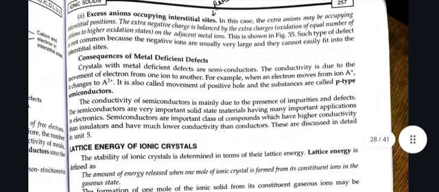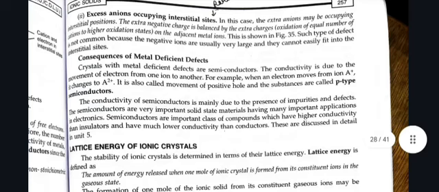Consequences of metal deficient defects. Crystals with metal deficient defects are semiconductors. The conductivity is due to the movement of electrons from one ion to another. For example, when an electron moves from ion A+, it changes to A2+. It is also called movement of positive hole and the substances are called p-type conductors.